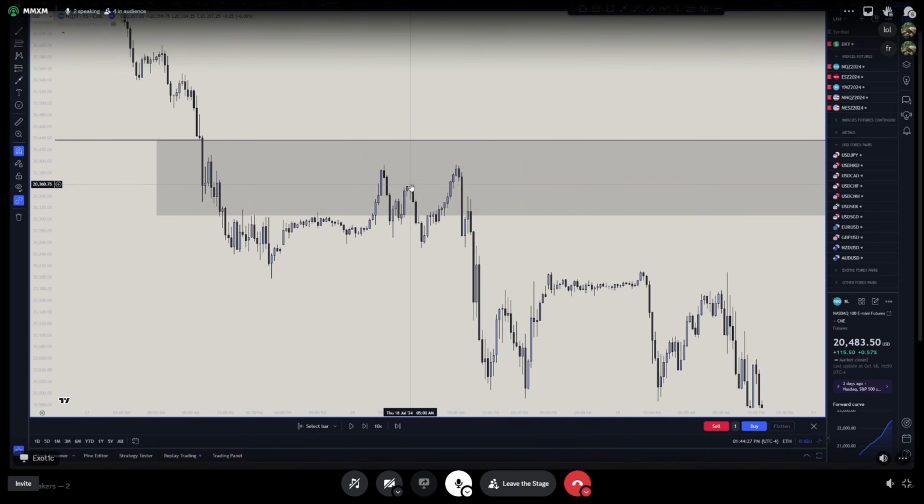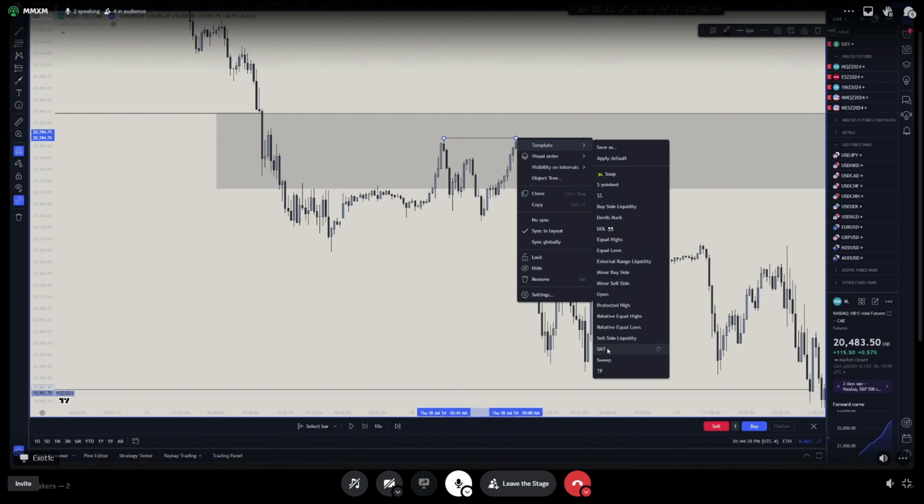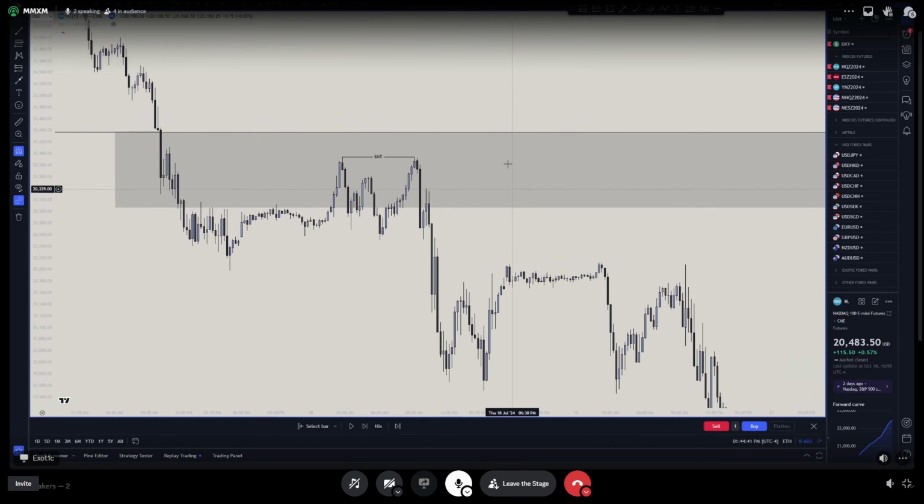So what do you see happen here, right? Inside of this 4 hour, we did have SMT here, so just note that as a fact. We had SMT here, okay? So now that means we don't have to take out this high. But inside of this 4 hour, we want to look at the 15-minute time frame, right?